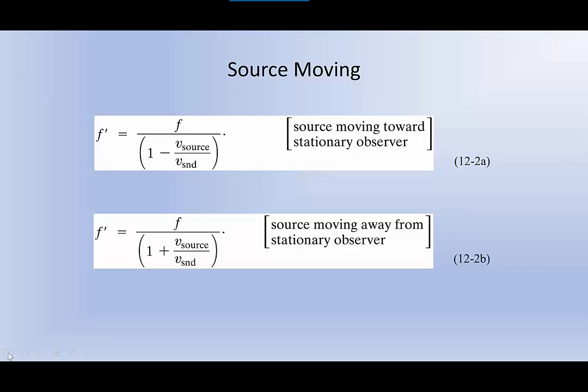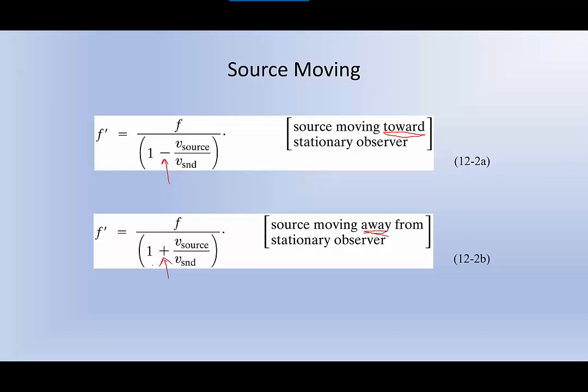Notice that the apparent frequency from your observer's point of view is the original frequency over 1 minus v source over v sound. We get this by keeping in mind that v is equal to f lambda, and we just had the lambda on the last page. So when the source is moving toward the observer, you have 1 minus v source over v sound in the denominator. If you have the source moving away from the stationary observer, then it's the original frequency divided by 1 plus v source over v sound.